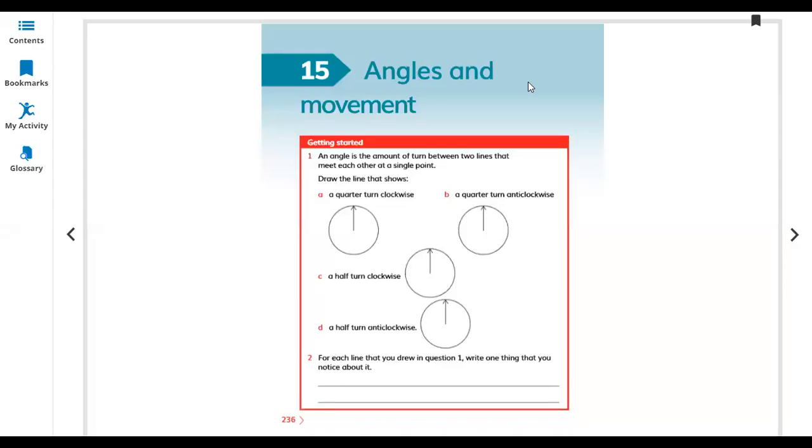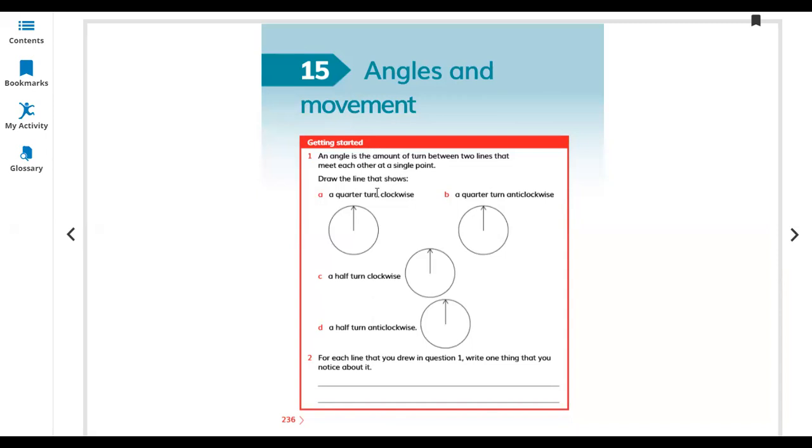Hello everyone, today I'm starting Unit 15 from the Math Learner book for grade 3. Let's start with angles and movement. An angle is the amount of turn between two lines that meet each other at a single point.